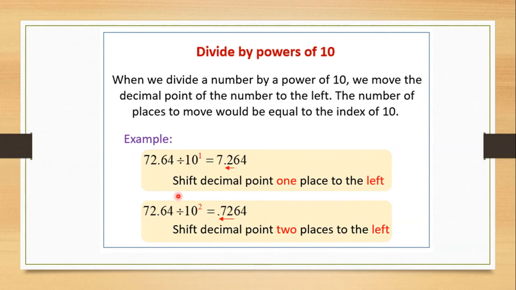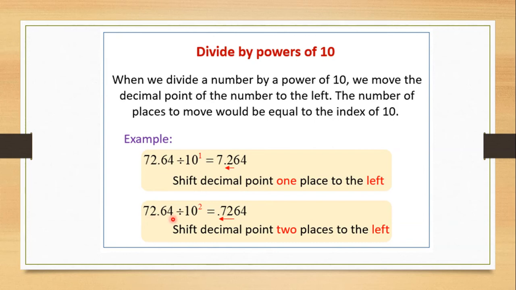For an example, take 72.64 divided by 10. How many zeros do we have here? 1. So that many places you will shift the decimal point to the left. So the decimal will come here, and as an answer you will get 7.264.